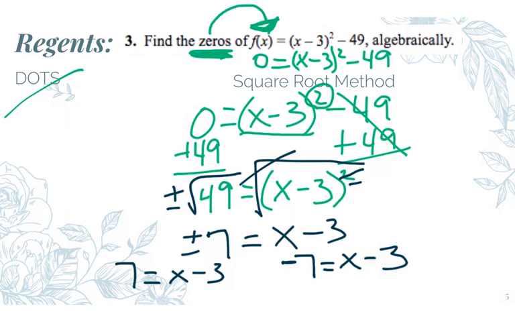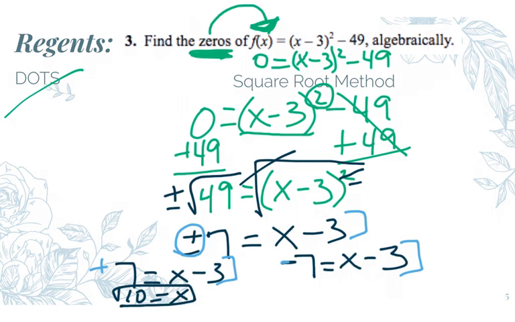If you notice, this side stays the same. I see exactly the same x minus 3. The only thing that changes is one of the equations is a positive 7 and the other is a negative 7. So I'll let you guys do the math, but you should get x equals 10 for one of your roots. And on the other side, you should get x equals negative 4.